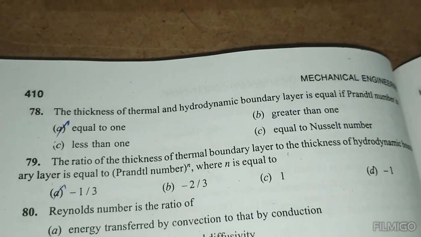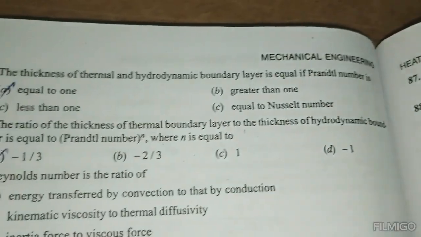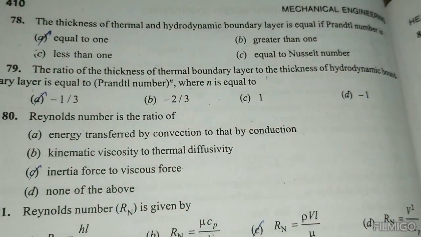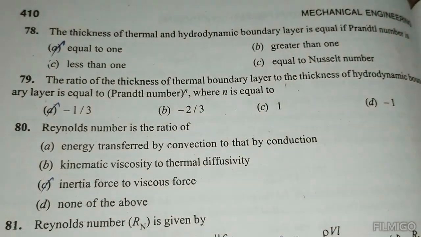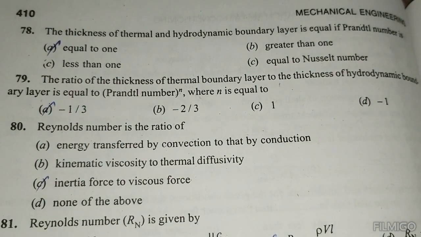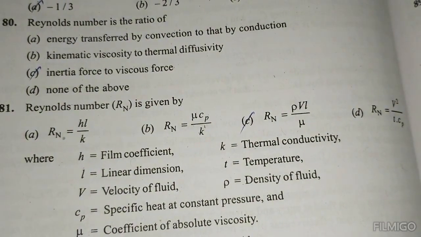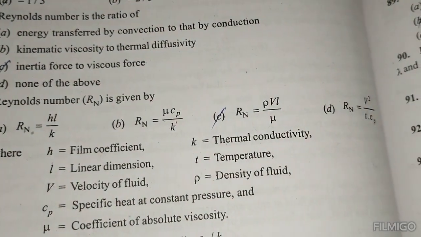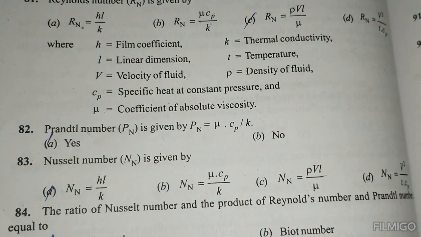The thickness of thermal and hydrodynamic boundary layers is equal when the Prandtl number is equal to 1. The ratio of the thickness of thermal boundary layer to the thickness of hydrodynamic boundary layer is equal to Prandtl number to the power n, where n is equal to minus 1 by 3. Reynolds number is the ratio of inertia force to viscous force. Reynolds number Re is given by Re equal to rho v l by mu. Prandtl number Pr is mu Cp by K.